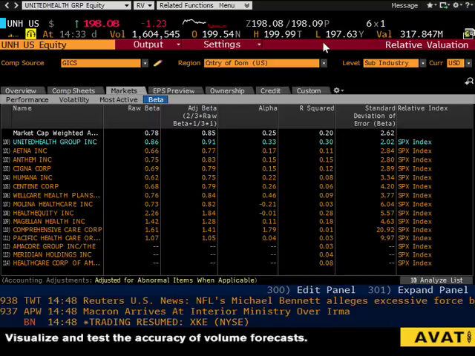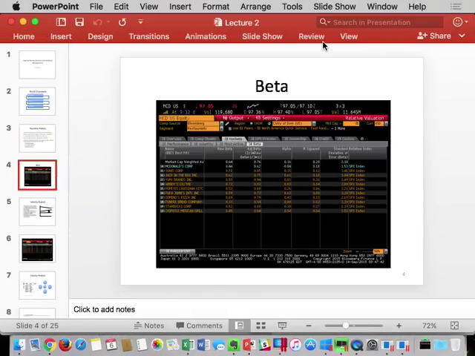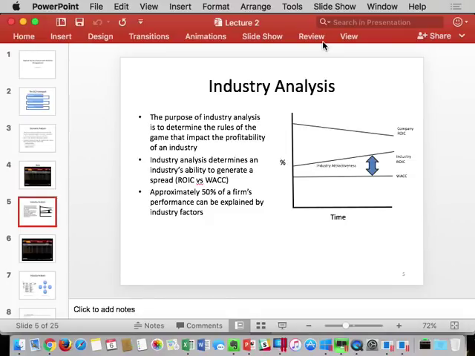Okay? Second section of EIC. I, industry. In this class, the definition of an attractive industry is going to be based on spread. Positive spread, attractive industry. Negative spread, unattractive industry. Spread is the difference between the industry ROIC and the industry WACC. Okay?